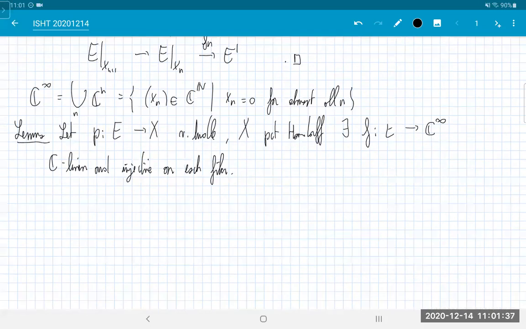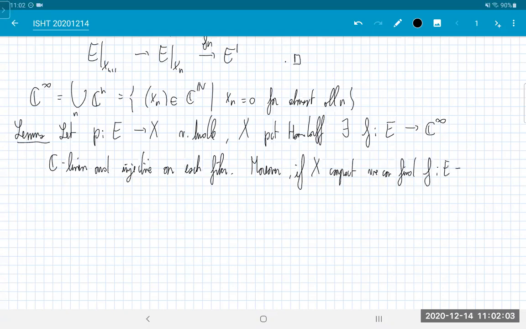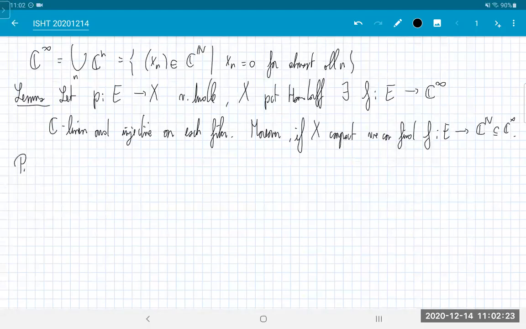Okay, and this is saying every vector bundle can be embedded. In a sense, this is telling you that you can find a continuous embedding of every fiber into C infinity in a way that varies continuously on X. And moreover, if X is compact, we can find F from E to some finite stage, so things for which only the first n components are non-zero. In fact, this proof is very, very easy.